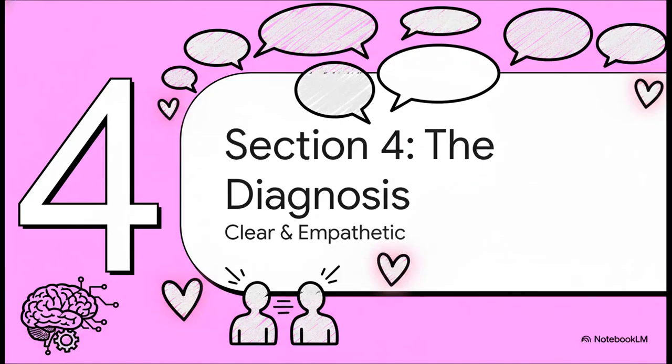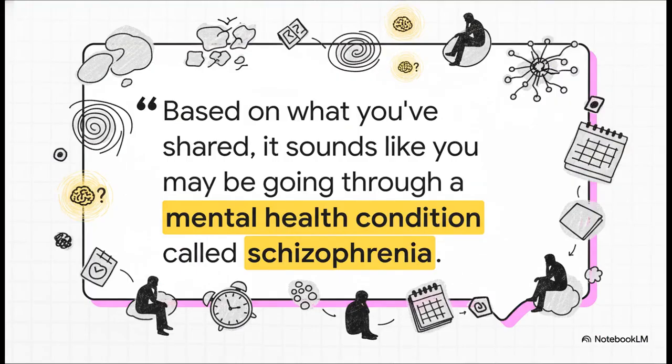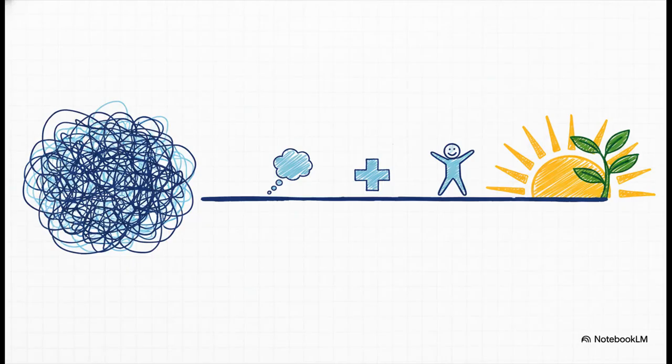Okay, this next part can feel really daunting, telling the patient what you think is going on. Your approach here has to be clear, direct, and most of all, empathetic. You want to be direct but gentle. Don't use confusing jargon. Just state the name of the condition clearly. Phrasing it like this, "It sounds like you may be going through," is a much softer way to deliver the news. As soon as you have said the word schizophrenia, your very next sentence needs to be one of hope. Explain in simple terms what it is, and immediately emphasize that it's a treatable condition and that people can get better and live full lives.